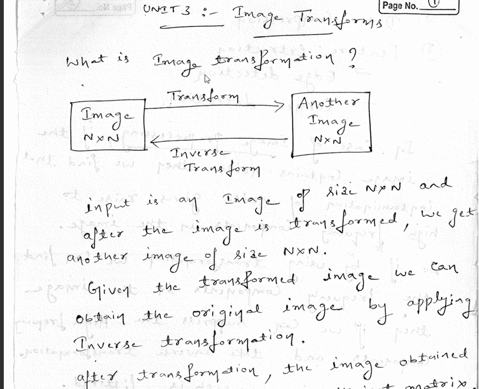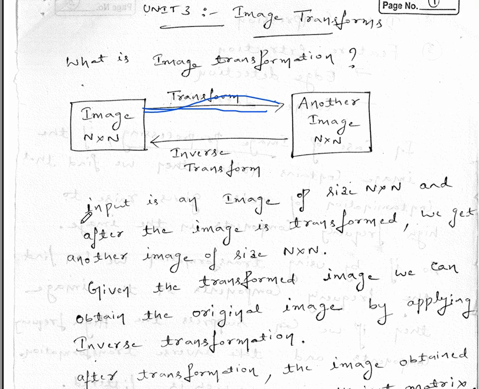In this lecture, we'll be discussing image transform. So what is image transformation? Image transformation is a mathematical expression or a tool where we convert one image to another image, and the matrix is represented by n cross n. Both the transform and the inverse transform are available for image transformation.